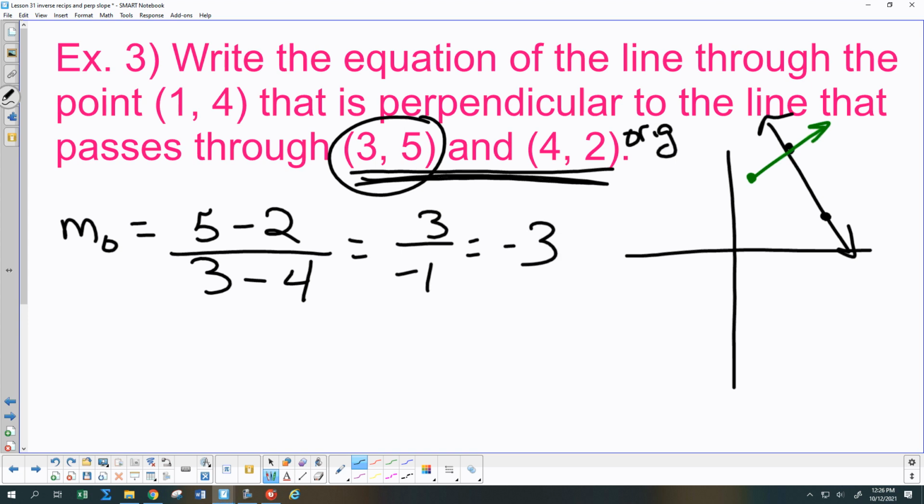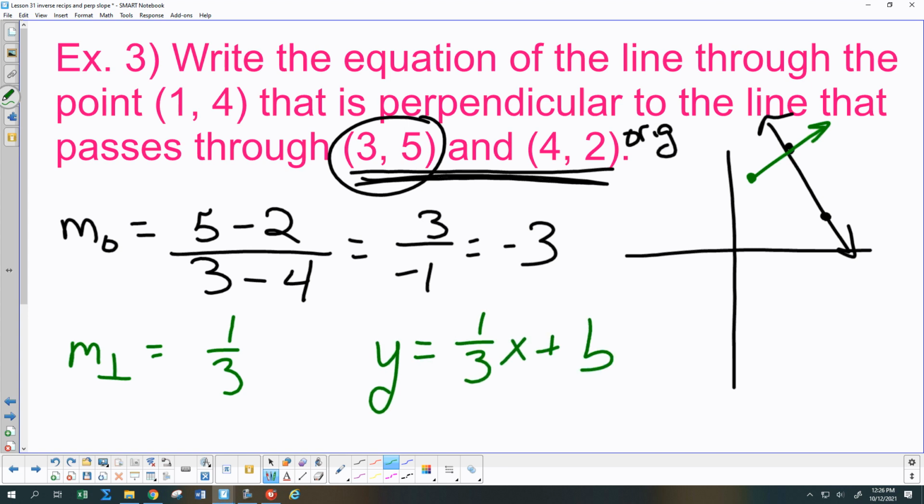So Ethan, what is my perpendicular slope? Would it be 1/3? What do you guys think? Thumbs up, thumbs down? All right, I think we all agree with you there. That means our green line is y equals 1/3 x plus b. Maybe 3, 5 is on that line, we're not sure. But we don't know for sure if this 3, 5 is on the new line. It was on the original line. Looking at my picture, I don't think 4, 2 is on my green line, so I don't want to use those.